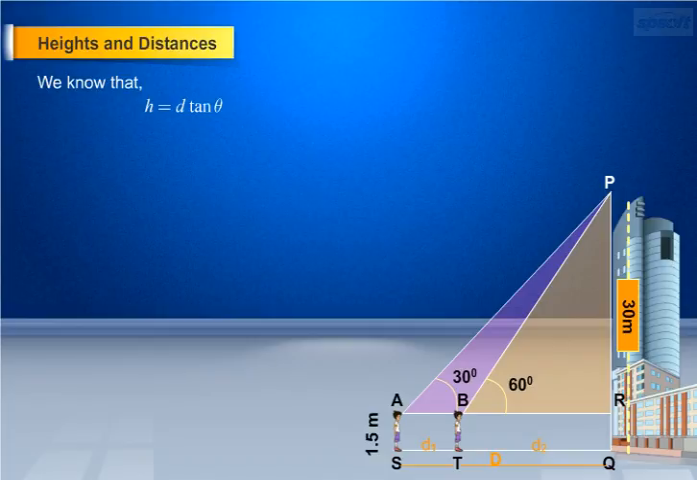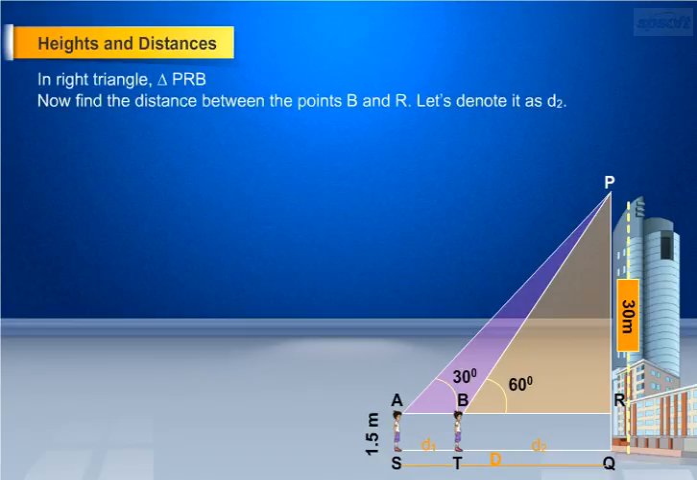Here, theta increased from 30 degrees to 60 degrees as the boy walks towards the building. In right triangle PRB, we need to find the distance between the points B and R. Let us denote it as D2. Then we get h equals D2 tan theta. This implies that 28.5 equals D2 tan 60 degrees. This implies that 28.5 equals D2 root 3.